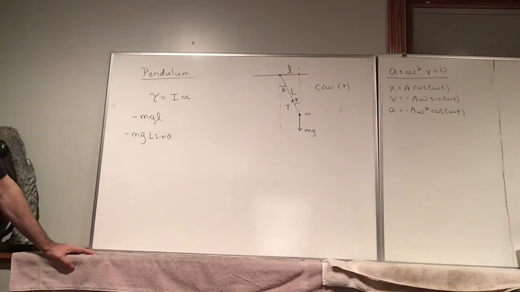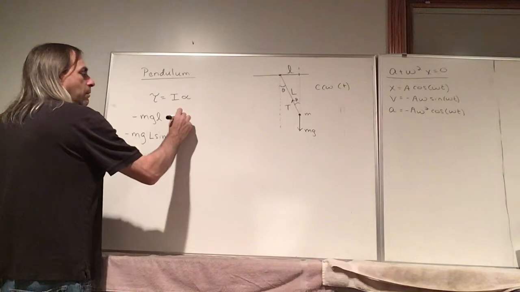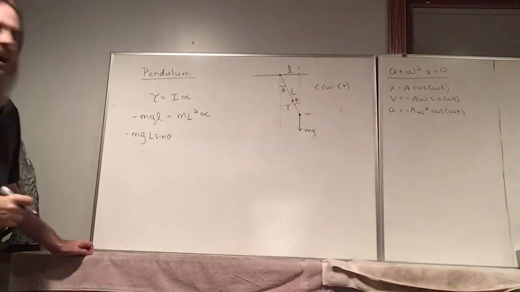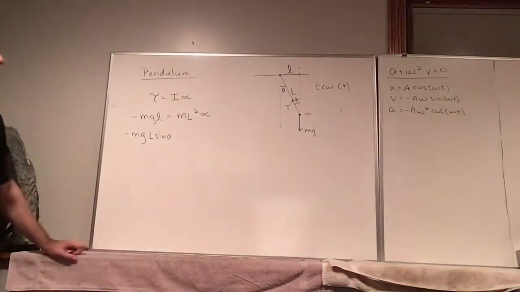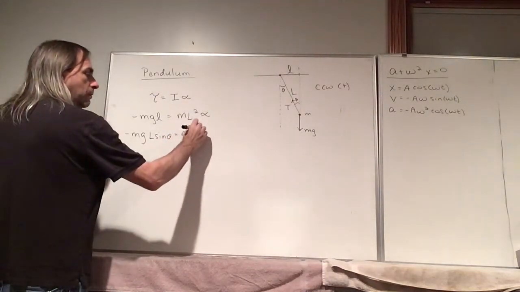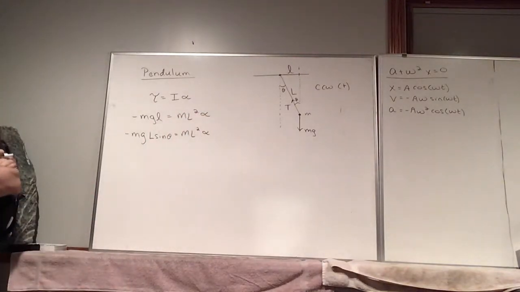Now let's look at the moment of inertia. Well, that one's going to be easy. We have a point particle. All the mass is concentrated at the end of the string. So we ignore the mass of the string itself, and so the moment of inertia is just ml squared.